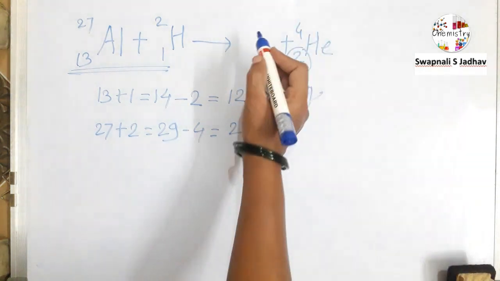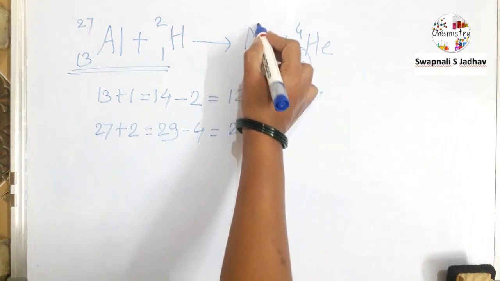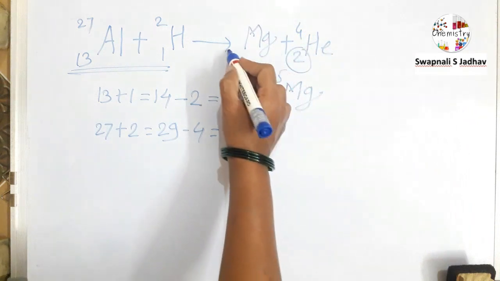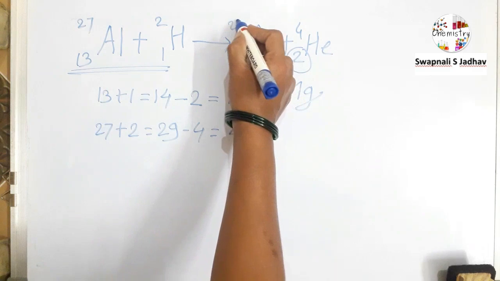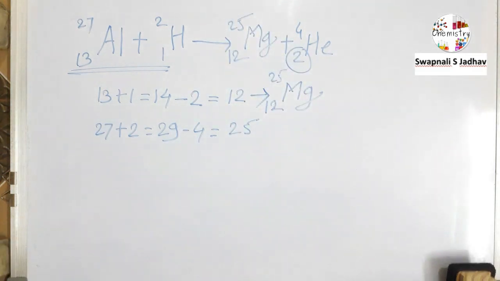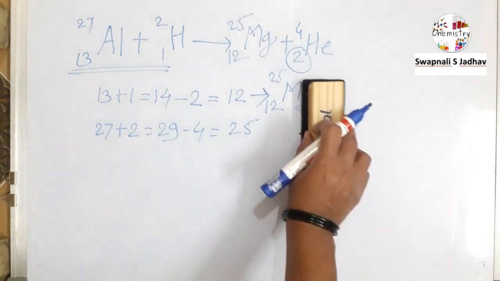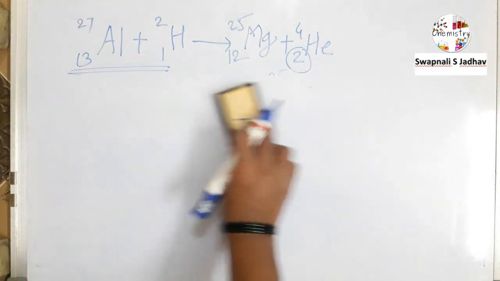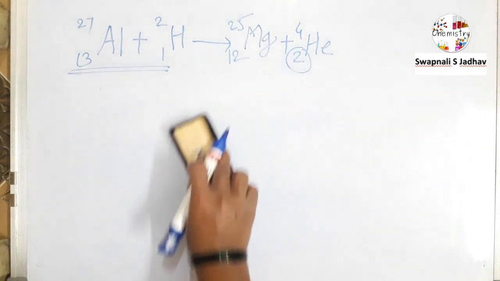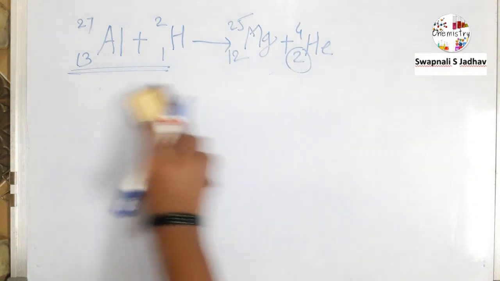is which one? Magnesium 12, 25. So then we write that nuclear reaction in the form of a nuclear equation.